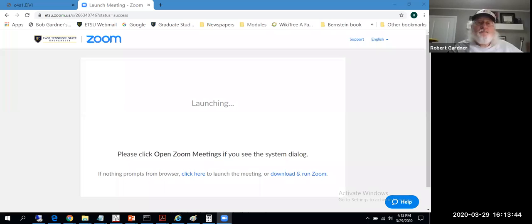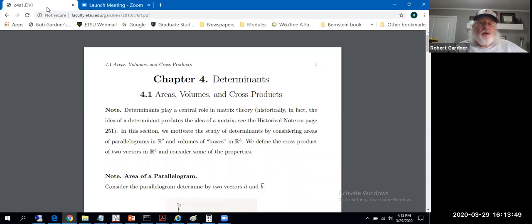Okay, welcome to Chapter 4, Determinants. Let's take a look at the Section 4.1 notes, areas, volumes, and cross products. So the plan in this section is to motivate something called the determinant of a matrix. We'll take determinants of 2x2 and 3x3 matrices in this section. We'll do general determinants soon.